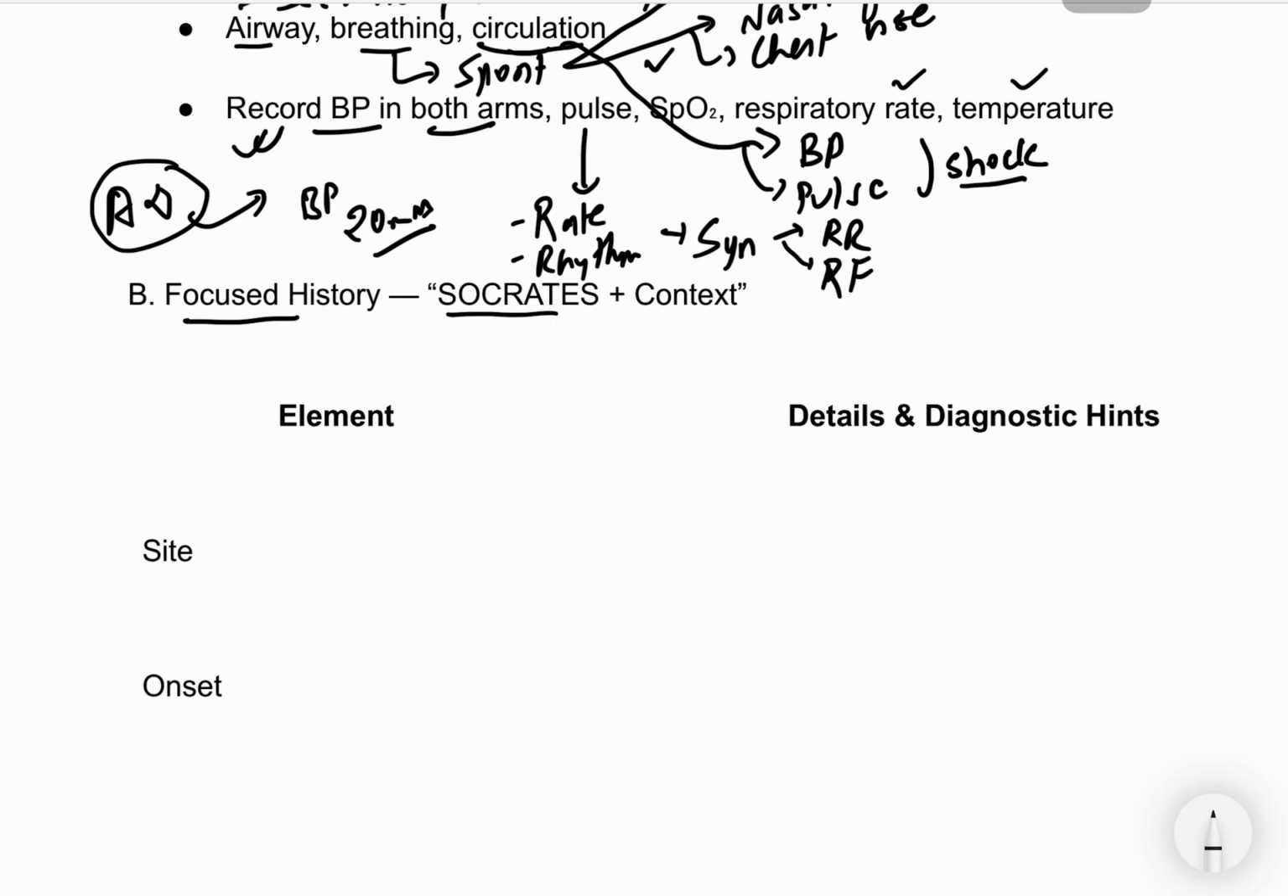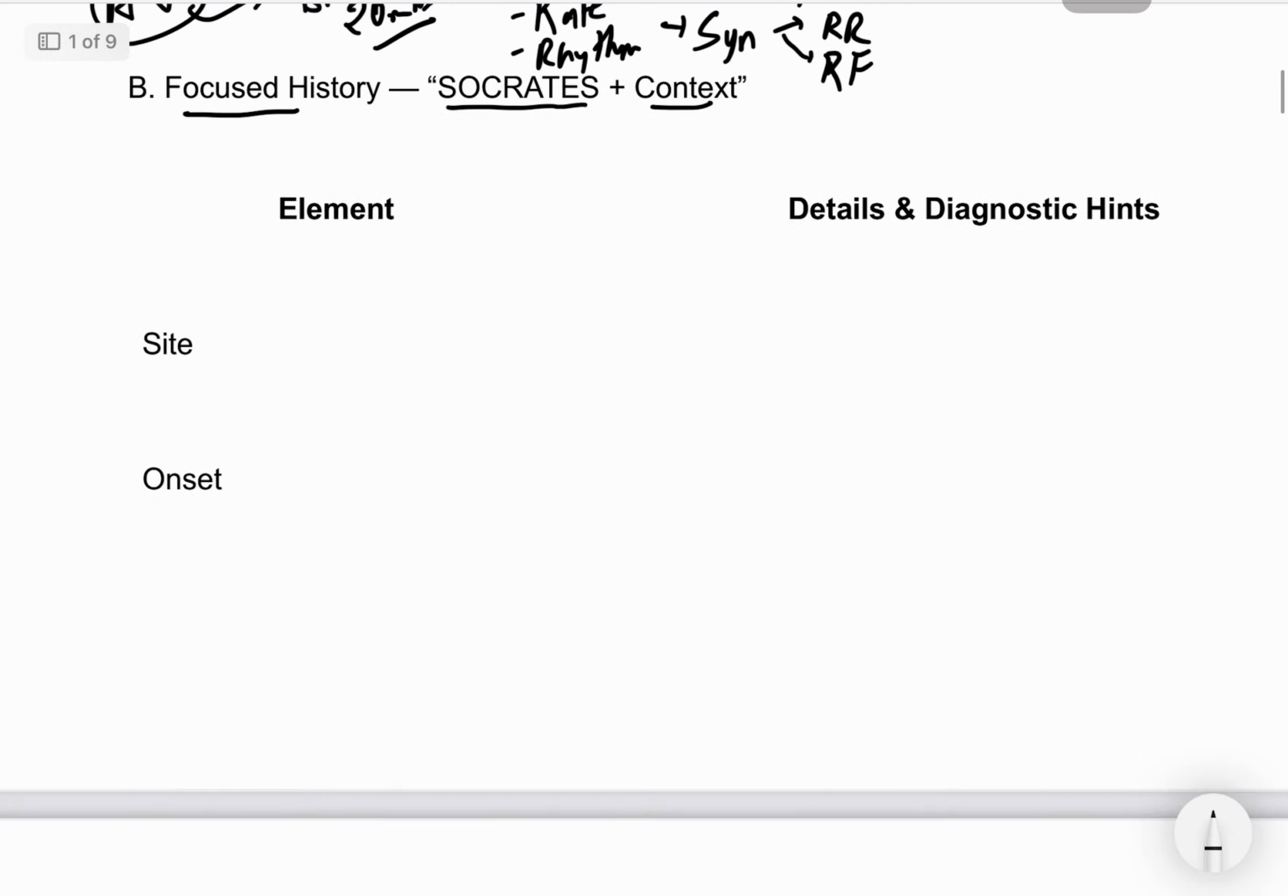After going through the ABC and vitals, the next thing will be focused history. We have to look at the SOCRATES. So the history of the chest pain is basically taken under the mnemonic SOCRATES. And we have to look at the context of the patient presenting to our emergency department as well.